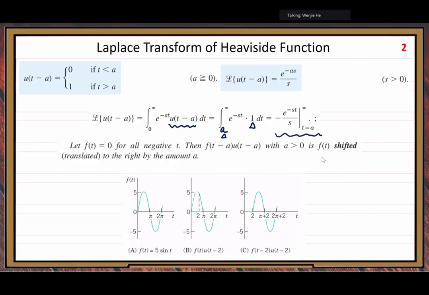For C, at the same time, we also shift the f function by the same number of units, 2 units to the right. So you can see when you do that shift, the whole period is preserved. One period, the whole period is preserved. So after we chop it at point 2, we keep the whole period. So that's the difference.